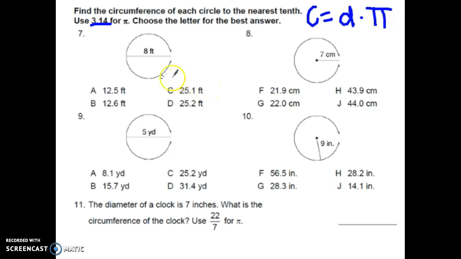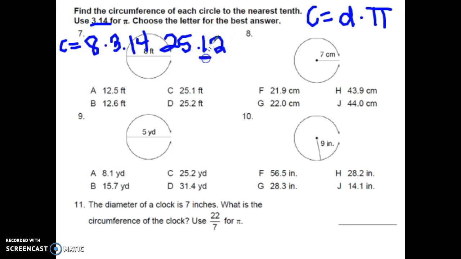So for number 7, it looks like they've already given us the diameter, which is 8. So if we were to plug it into the formula, we would say C equals 8 times 3.14. So if you put that in your calculator, 8 times 3.14, that gives us 25.12. So 25.12, we'd have to round it to the nearest tenths. The 1 is in the tenths place, and the 2 tells the 1 to stay the same. So C would be the correct answer.